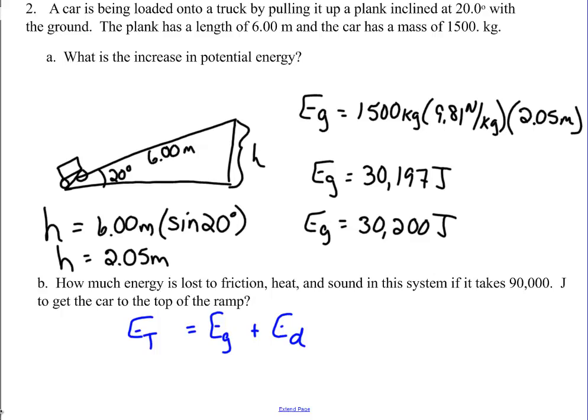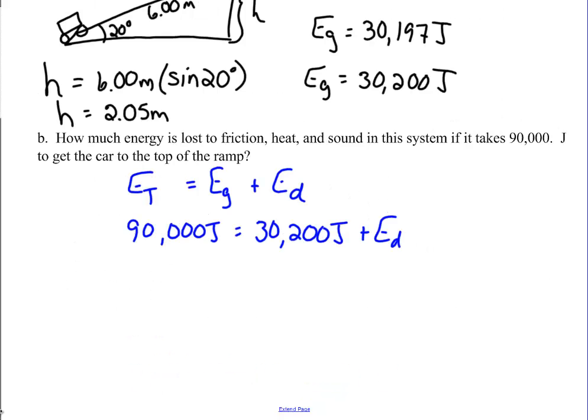Okay, the total amount of energy that's going into the system to lift the car up is 90,000 joules. We figured out it's 30,200 that the car possesses when it gets up there. So our dissipated energy, do the math, we get 59,800 joules is dissipated. So there are some examples of how to set up and solve energy problems, definitions of the different types of energy we'll be working with in this unit.